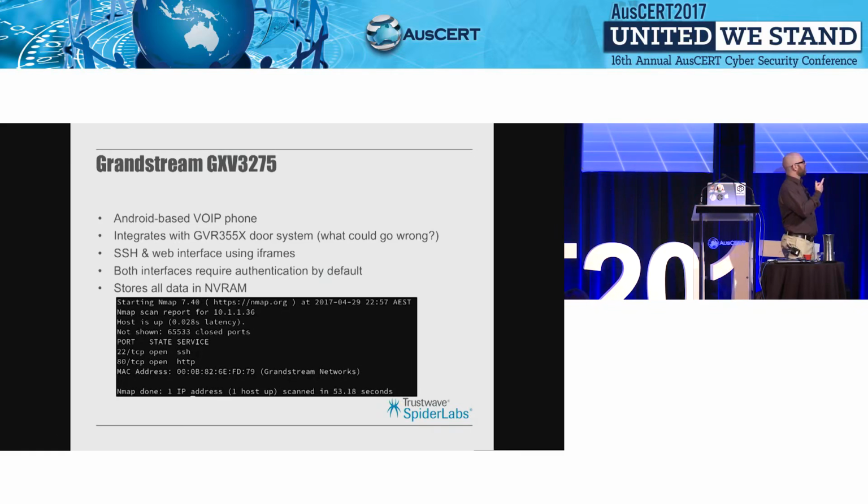But it integrates with a door opening system. So the idea is somebody buzzes you, their image comes up from the security camera on your phone, and then you hit a button and go, yes, unlock the door, let this person in. So yeah, potentially quite dangerous. First thing you do, you nmap it, and it's got an SSH and a web interface. They both require authentication by default, so all right, this isn't too bad.